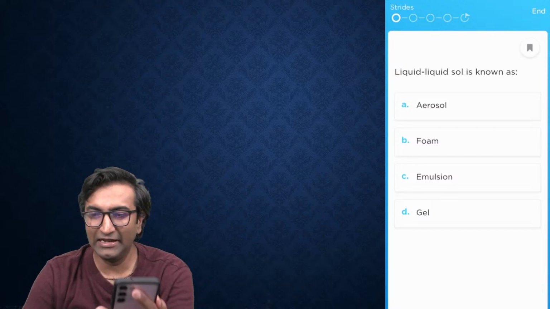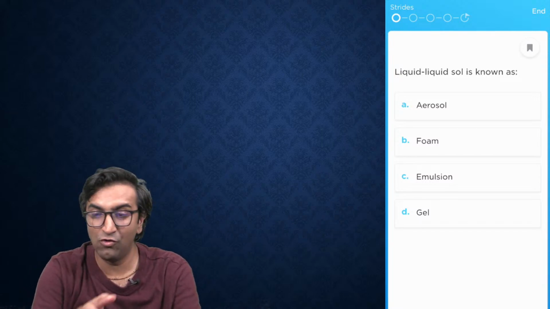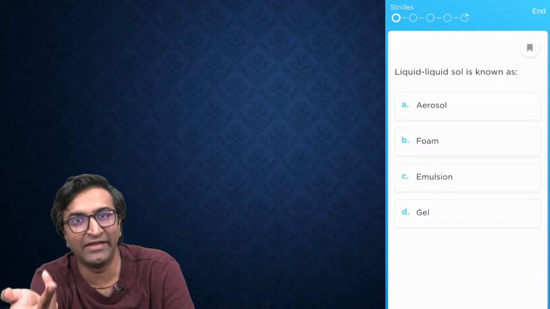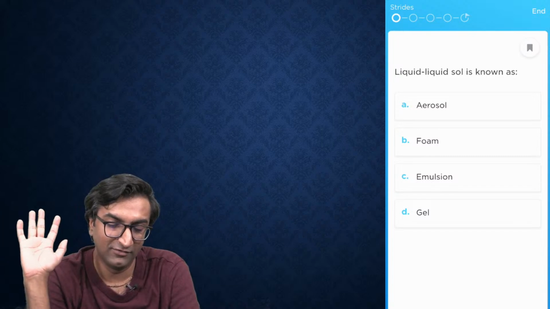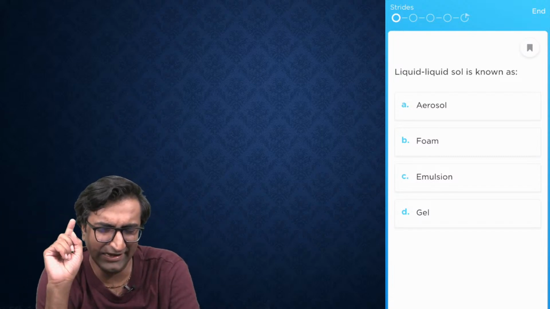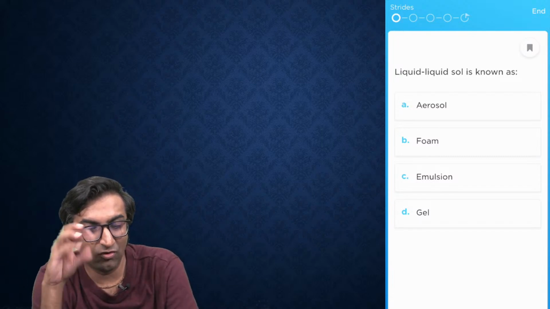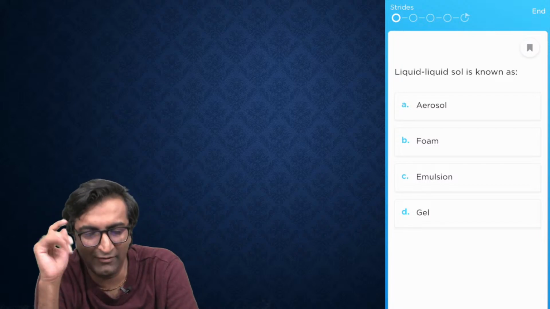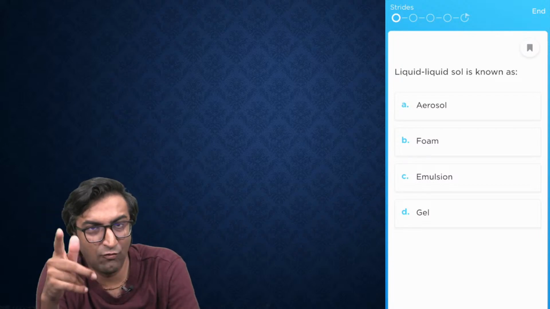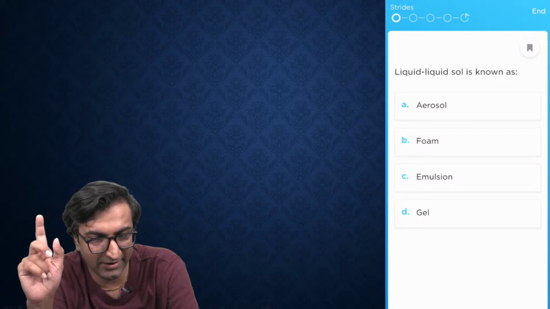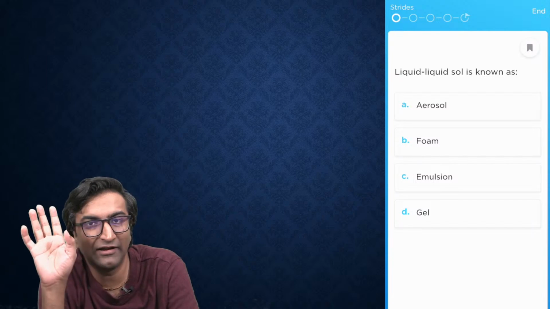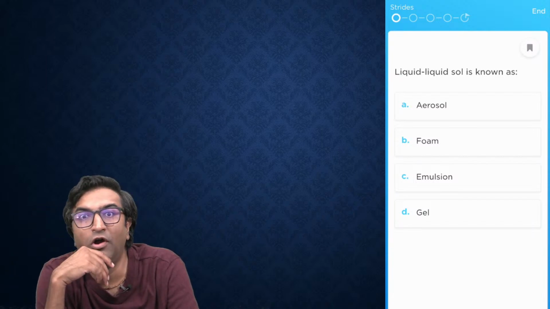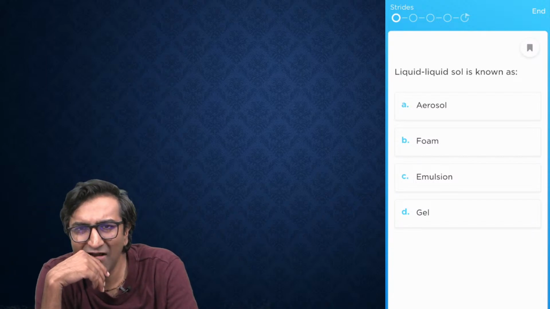Okay. Liquid sol is known as what? Now look, this came directly from NCERT. If I don't remember, I have no idea what this is. Actually, I may know, I think I have an idea. If they had said something else with gas, then I may have forgotten, but I think I know this. I would be confused between foam and aerosol, but this is liquid. What is an example of a liquid? Oil in water.